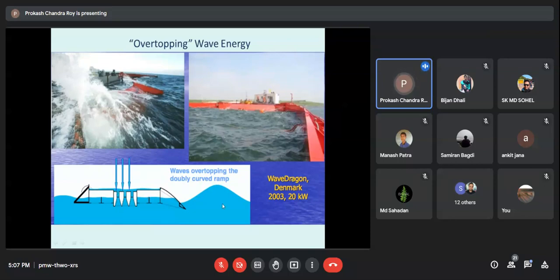So this is a platform that will be repeatedly filled with water from the waves. That is called overtopping. Based on a normal turbine, it can be utilized like this. So this is basically the platform.